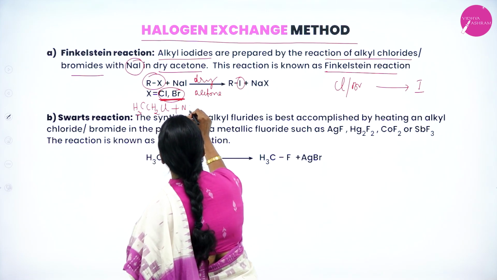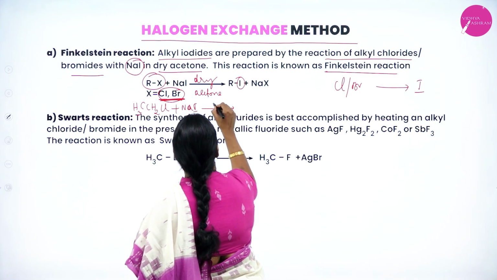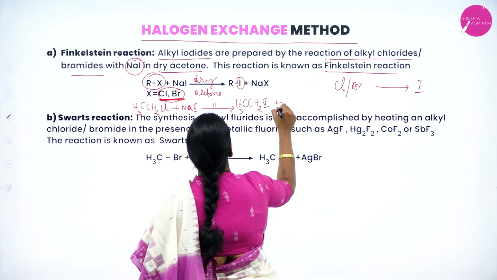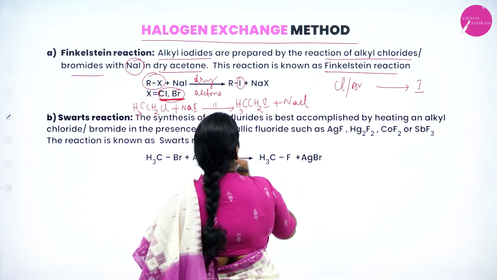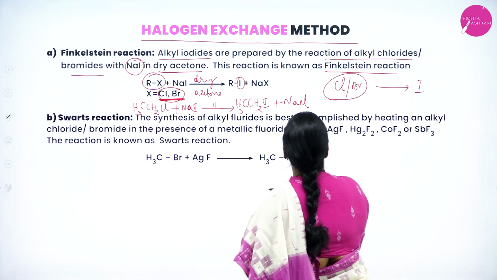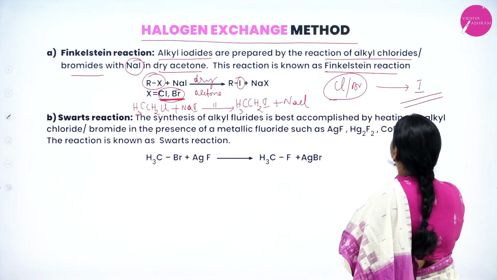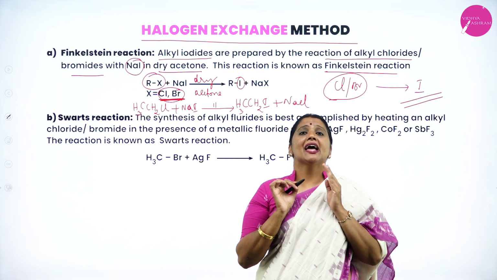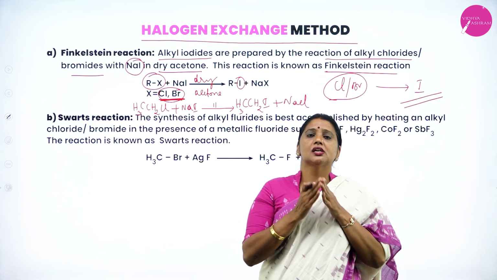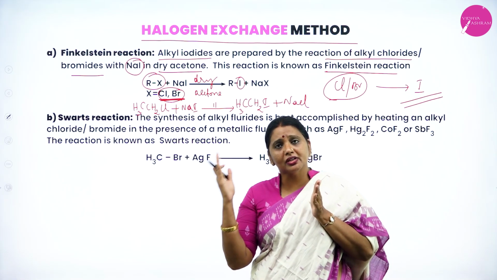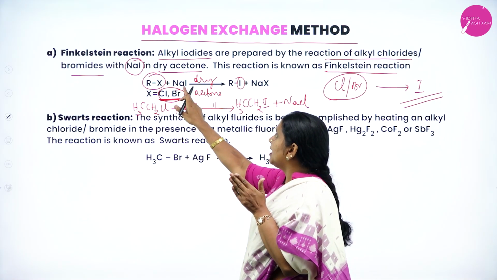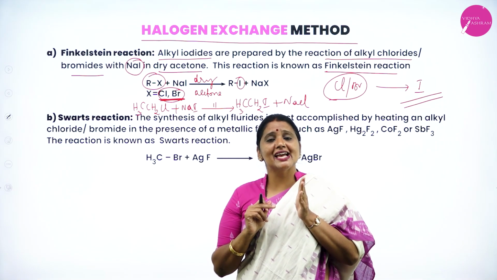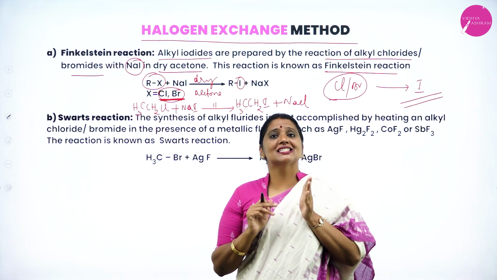For this, write one example: CH3CH2Cl plus NaI in the presence of dry acetone gives CH3CH2I plus NaCl. Like this, chlorides and bromides are converted into iodide. Just see, my dear students, I only change the halogen atom. Either take chlorides or bromides; if you want to convert into iodide, add sodium iodide NaI in the presence of dry acetone. This reaction is called the Finkelstein reaction.